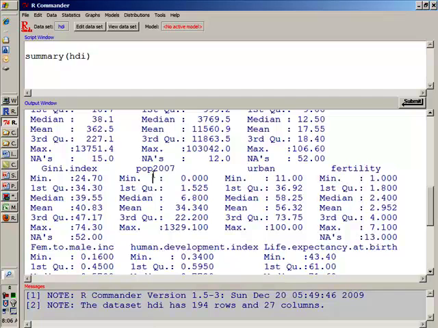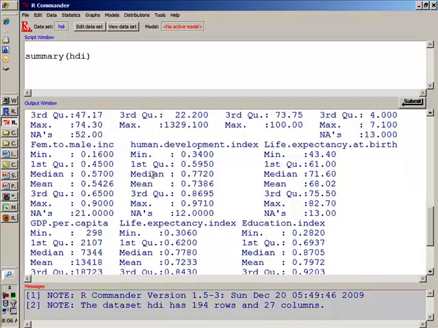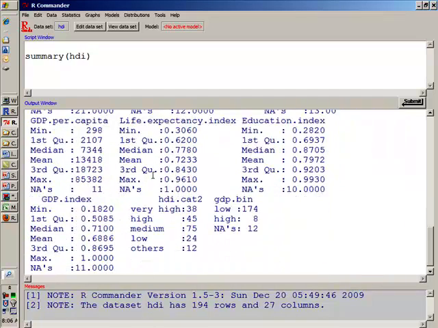One of those variables that was categorical is the Human Development Index, but categorized as very high, high, medium, low, and others. And here's that variable. This is a categorical variable, HDI.cat2. And notice that there is no mean or median or mode or quartiles reported for this variable.